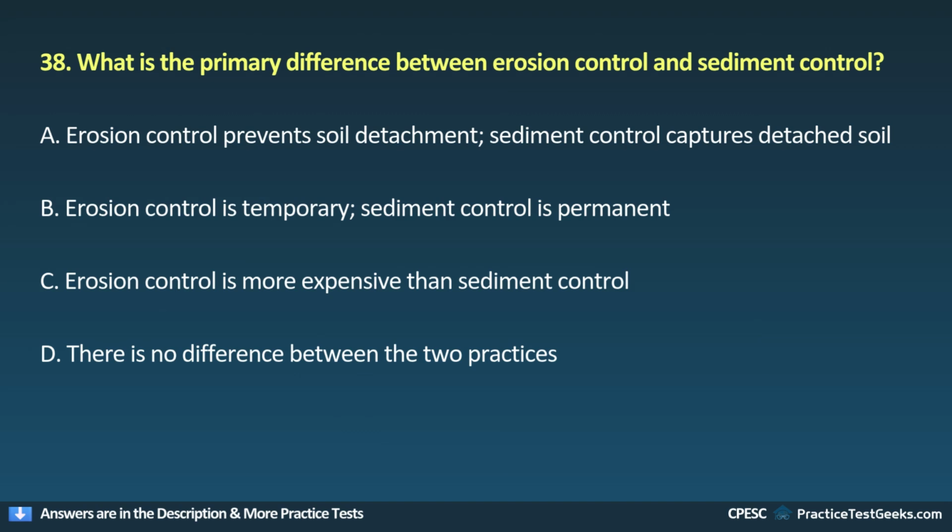38. What is the primary difference between erosion control and sediment control? A. Erosion control prevents soil detachment. Sediment control captures detached soil. B. Erosion control is temporary. Sediment control is permanent. C. Erosion control is more expensive than sediment control. D. There is no difference between the two practices.